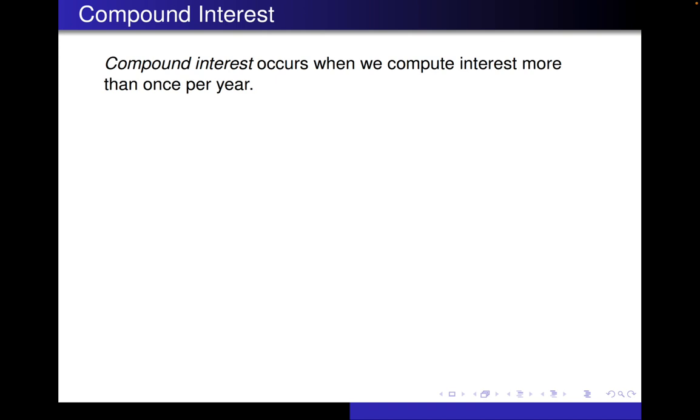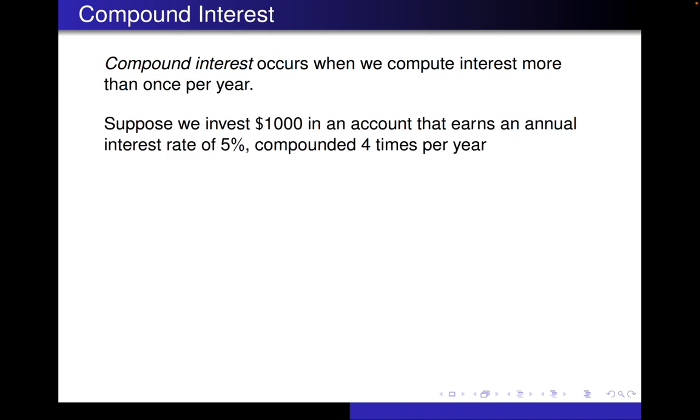So we get what's called compound interest. That's what happens when we compute interest more than once per year. Let's say we're in a situation where we invest $1,000 in an account that earns an annual interest rate of 5% compounded 4 times per year. I do want to stress that 5% is annual, which means it represents the interest that we earn over the course of a year. And the fact that we're compounding it 4 times a year is just a fancy way of saying we compute the interest 4 times per year, or once every 3 months.